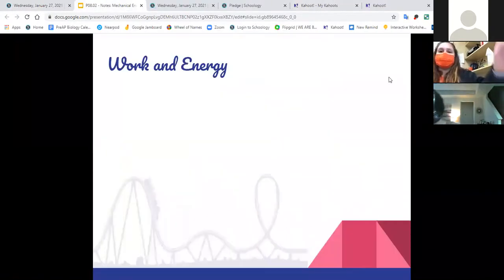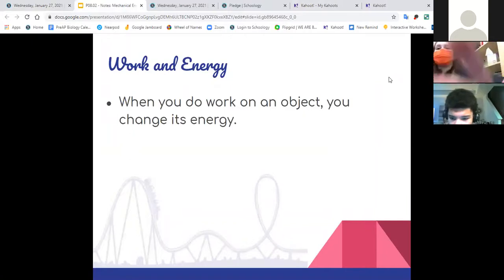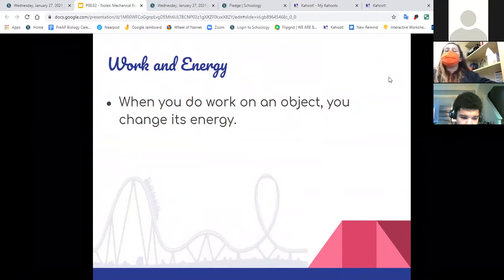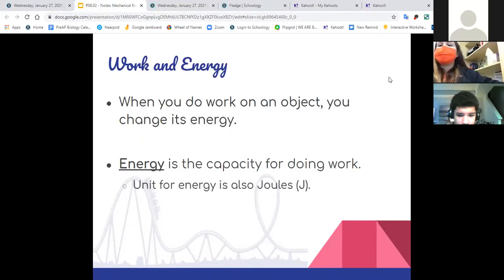So mechanical energy. First, we need to understand the relationship between work and energy. When you do work on an object, you change its energy. So anytime you're doing work on something, you're changing the energy of that object. Energy is the capacity for doing work. That means you're able to do the work. And the unit for energy is also joules, just like in work. So work and energy have the same unit. They are both measured in joules.